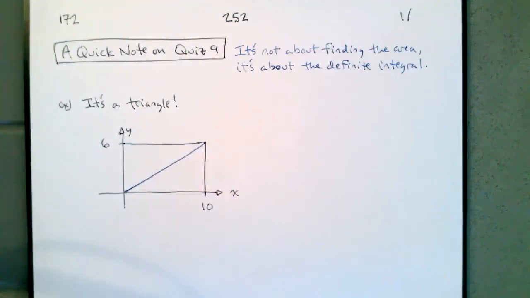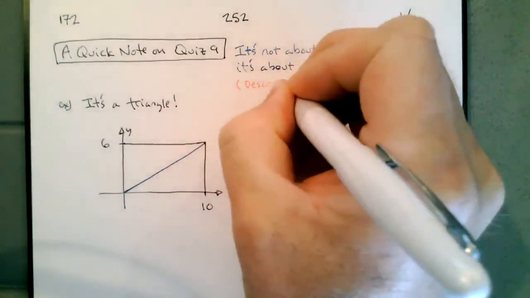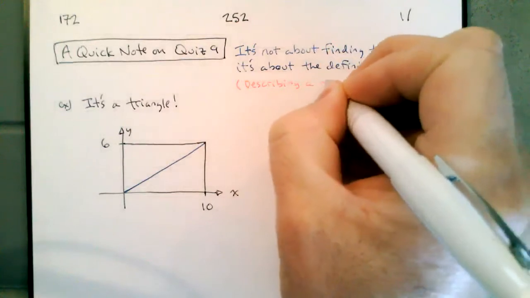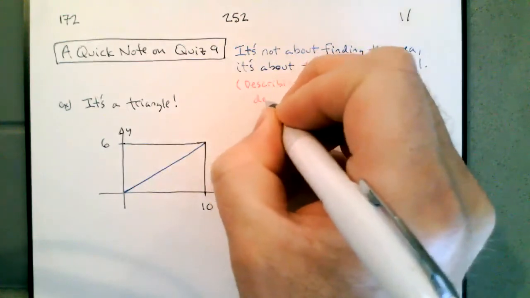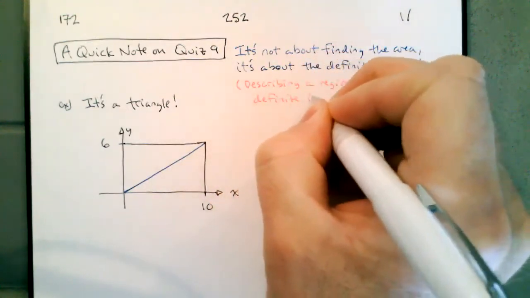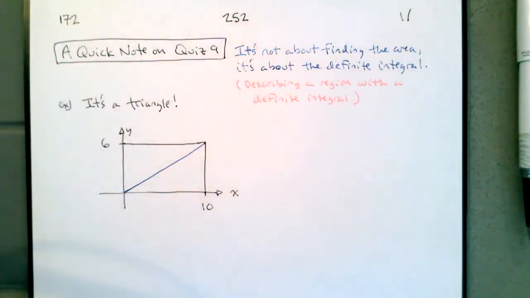Today I want to make a quick note about quiz 9. The quick note is it's not about finding the area, it's about setting up a definite integral. Or more specifically, describing a region with a definite integral. That would be a better way of saying it. Describing a region with a definite integral. It's about describing a region with a definite integral.